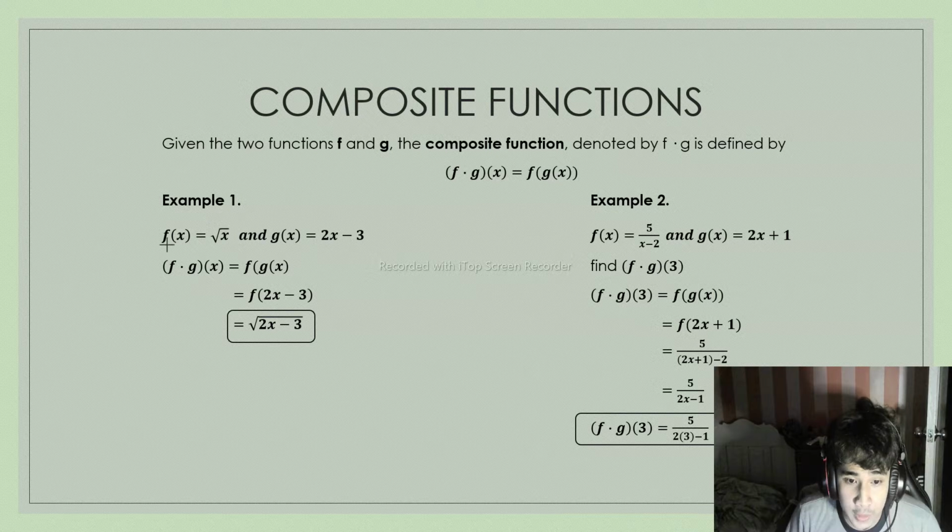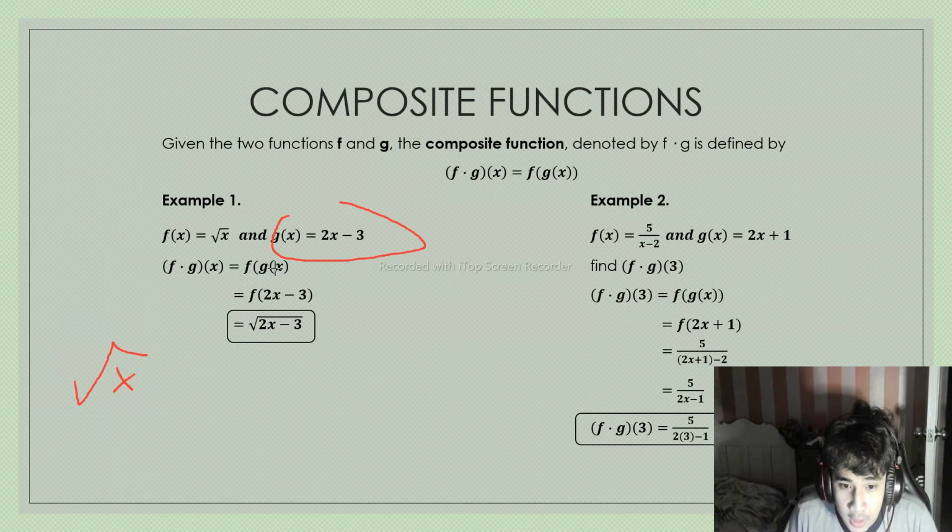So let's have an example. f of x is equal to square root of x, and g of x is equal to 2x minus 3. We have to find f of g of x. So simply, we will use this equation, square root of x, and then we substitute x with the value of g of x, because f of g of x is what we are looking for. So the answer will be the square root of 2x minus 3.